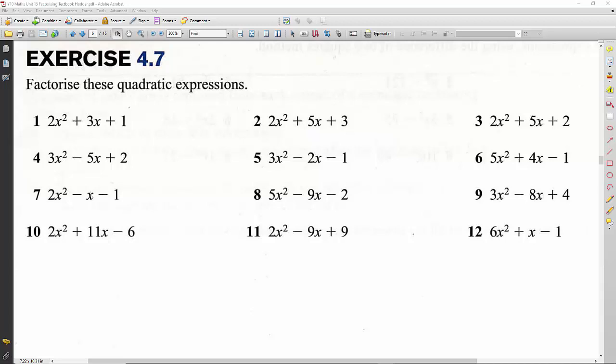Some of the problems you're going to come across will not have a 1 in front of the x squared, and we'd like to have a look at these now and see how we might tackle them. So we're looking at exercise 4.7 in your textbook. That's on page 75. So if you flip to that now, we'll have a look at the very first problem there, question number 1. 2x squared plus 3x plus 1.